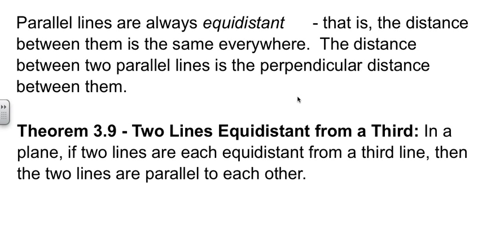Okay, we can't just draw a line between the two lines. It has to be perpendicular to both of them for us to find the distance. And this leads to an interesting theorem. If I have a line and I have two other lines, one on either side of it, that's equidistant from it, then the two lines that are equidistant from the middle one are parallel to each other.